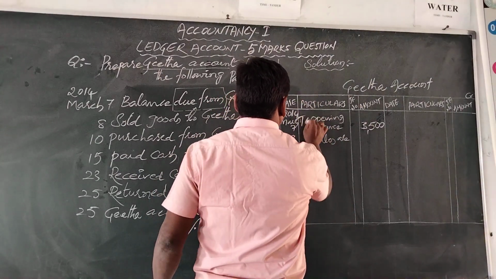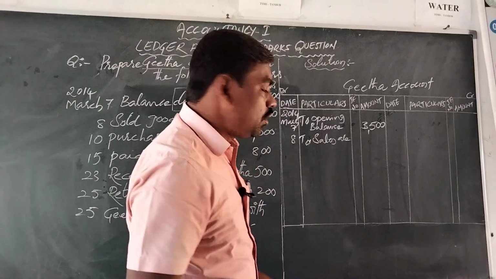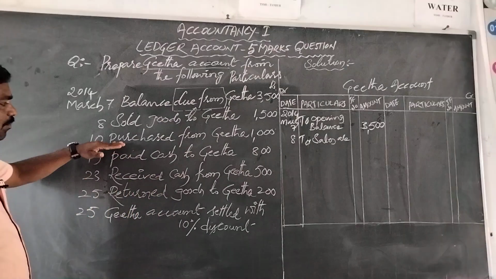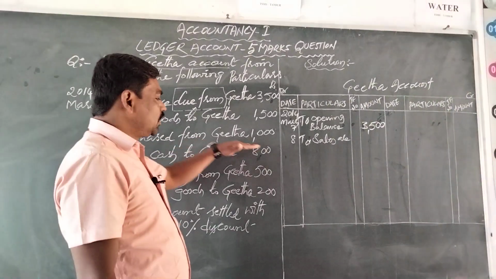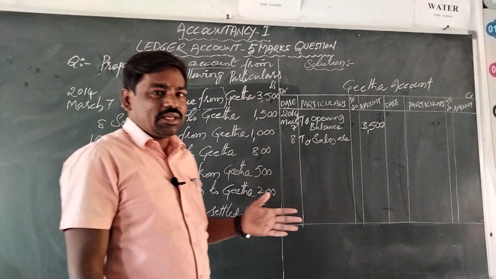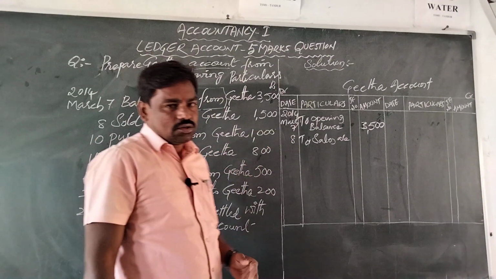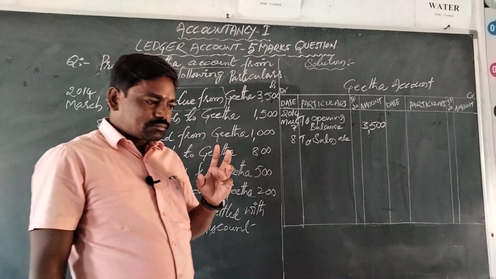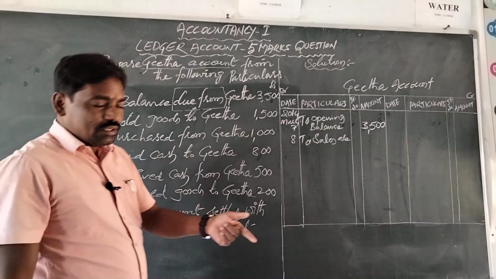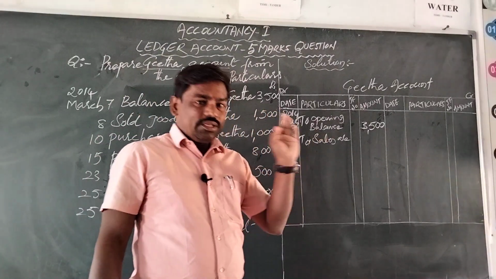Here, either you can write sales account or goods sales account, both are accepted. And come to the next one, purchased from Geeta. On 10th March we purchased the goods from Geeta. Here we think about Geeta because we prepared the Geeta account. Is Geeta the giver or the receiver when we purchase the goods from Geeta?